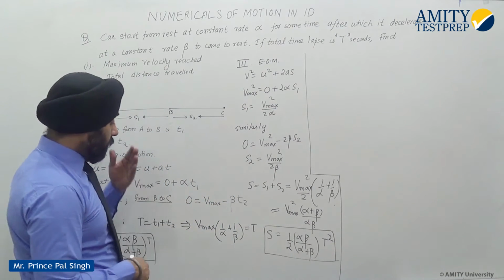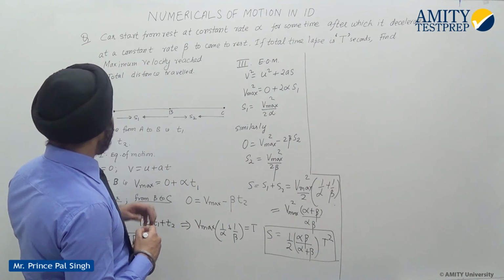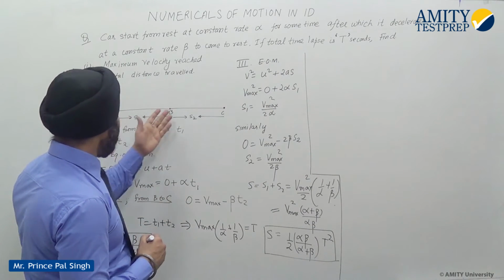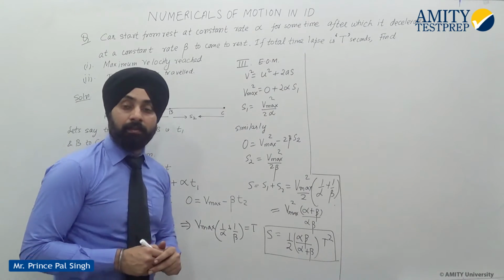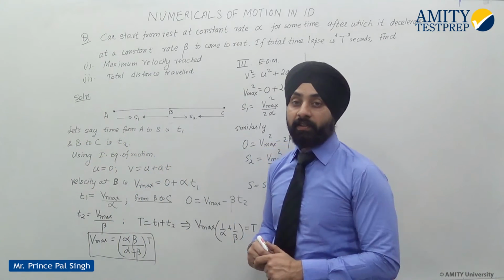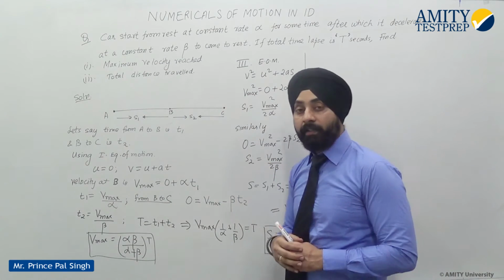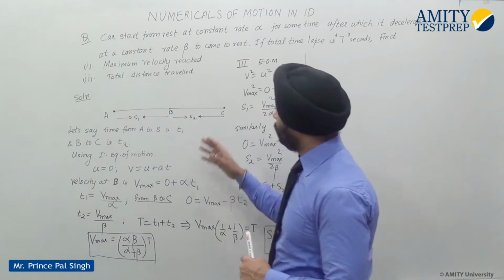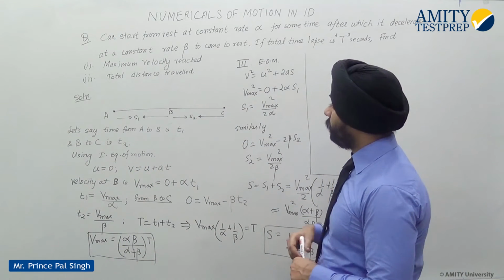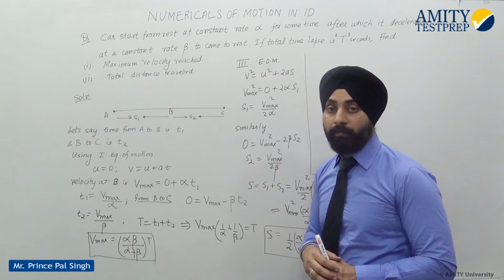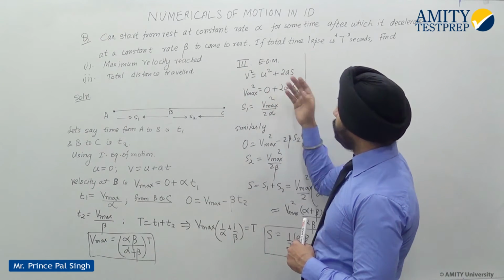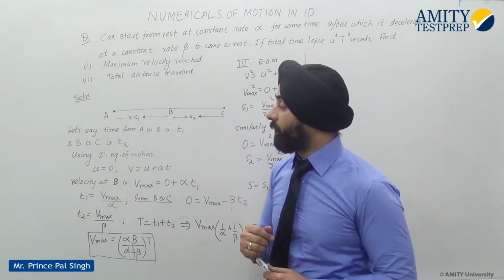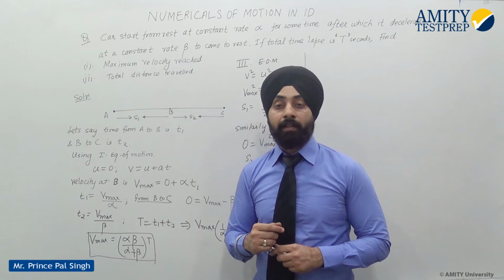Now let's find out the total displacement of the car from A to C. From A to B, it has travelled S1 distance with the acceleration alpha, and then from B to C, it has travelled a distance of S2 with the deceleration beta. So we will apply the third equation of motion, which is V square equal to U square plus 2as, or V square equal to U square minus 2as. The plus is in the case when the car accelerates, and minus is in the case when the car decelerates.